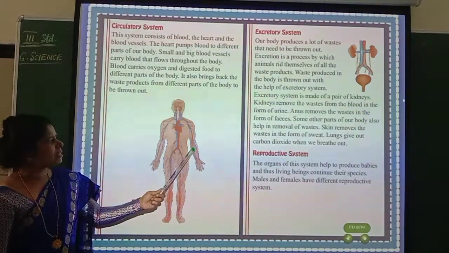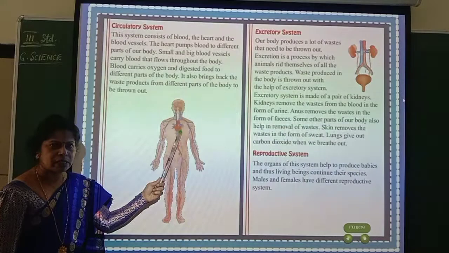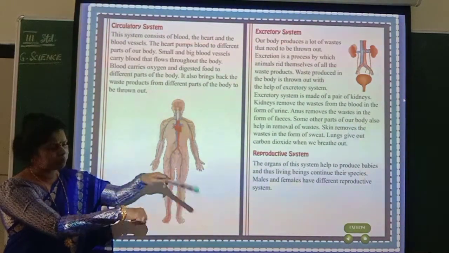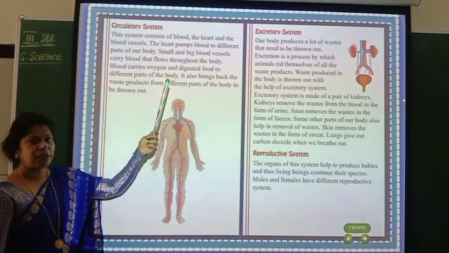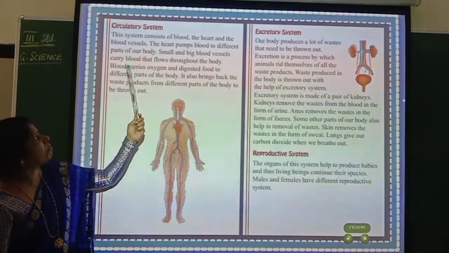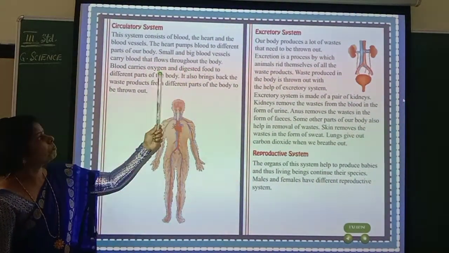There are big vessels and they branch into small, tiny vessels. So we call them capillaries. On your hands and all you can see that. Small blood vessels are called capillaries. So small and big blood vessels carry blood that flows throughout the body.